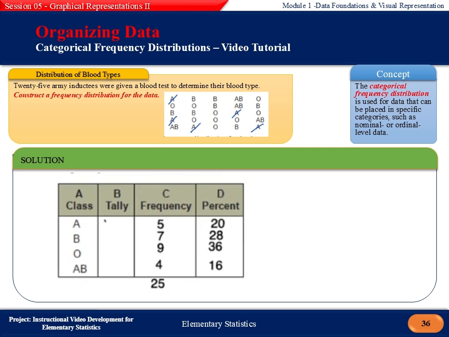So how do I write the tally? You write 1, 2, 3, 4, and then 5. So we make a block of 5, okay? That's what we call the tally. But once you know how to do that, you don't need to write a separate column for tally, okay?